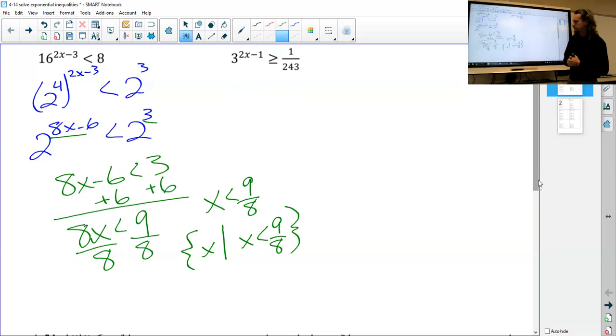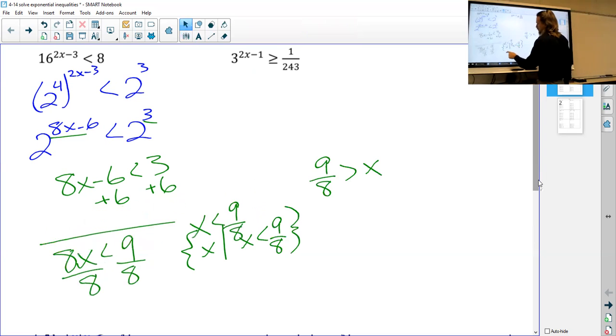So don't stress out too much. The only real difference is x has to go first, so you're always going to put x on the left-hand side. So if you had ended up with, for some reason, 9/8 is greater than x, you would have to flip it around. And remember, if you're moving x to the other side, you do have to flip the sign over. But that's it. So that's what we're doing.